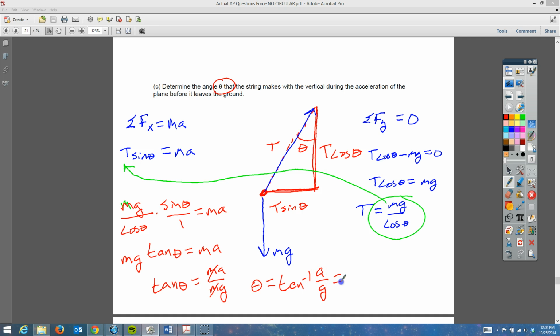So at this point now what we can do is plug all our numbers in. We've got inverse tangent. Remember the acceleration we solved for earlier is 2.17. Gravity is 10. And so when you're done, you should end up with an angle, make sure you're in degrees, of 12.2 degrees. And that is the end of 2003 Form B question number 1.